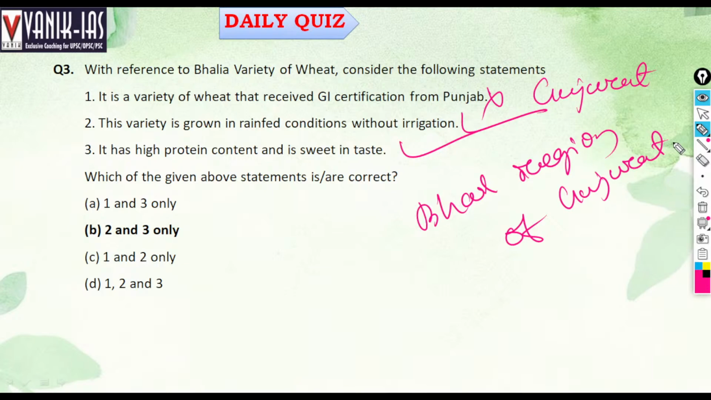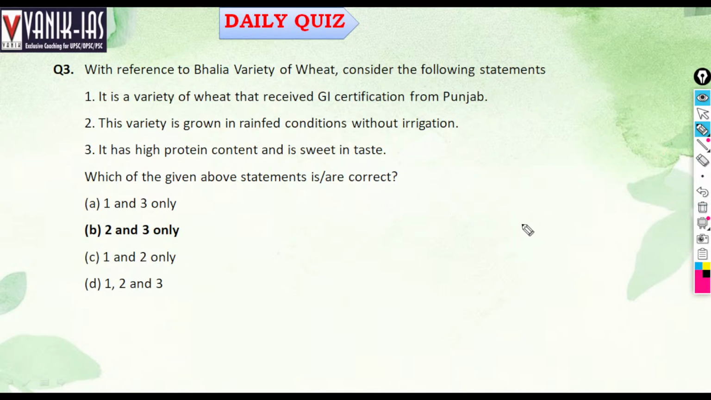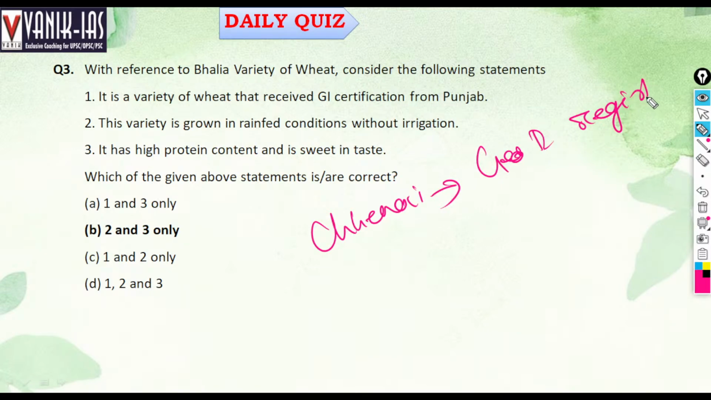Next thing is, remember Chennai is the headquarter. Chennai is the headquarter of the registry. This is the GI registry, Geographical Indication Registry. It is located in Chennai. Right.